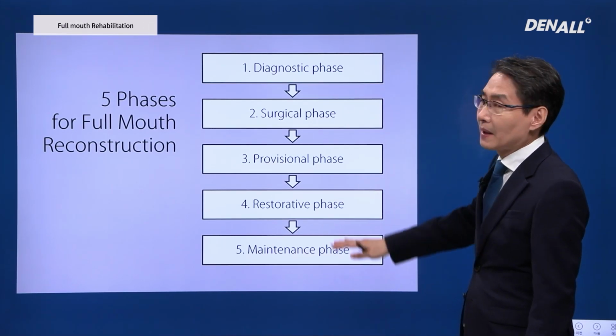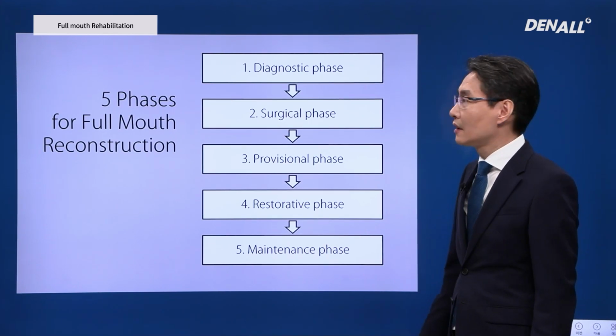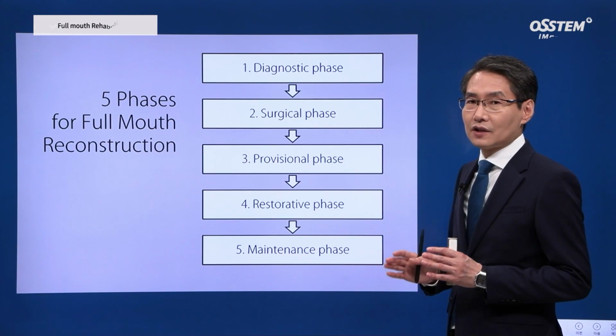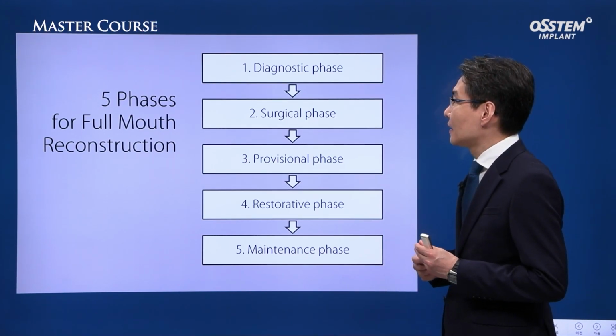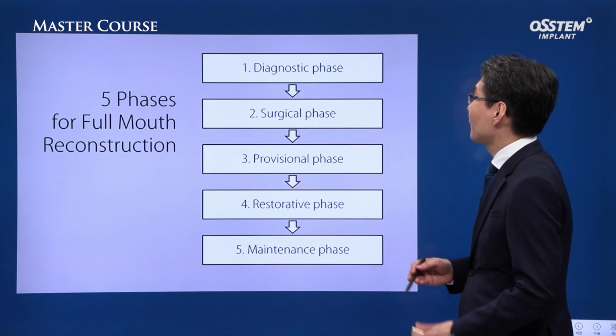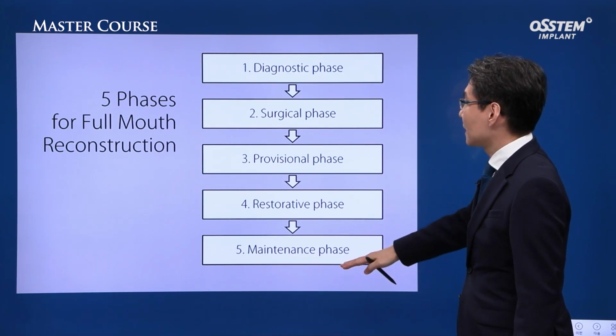This is a long process, and it takes about 6 months to 1 year, and when we're building a huge building, we need to have a precise blueprint. In the same sense, we need to have a plan for each stage for full arch restorations. This can largely be divided into 5.